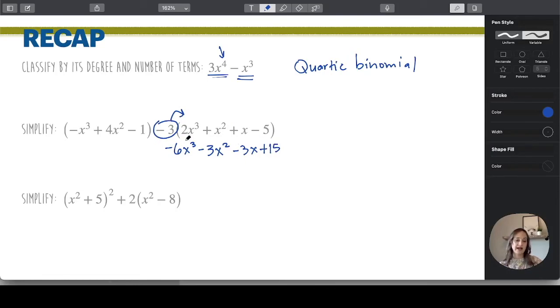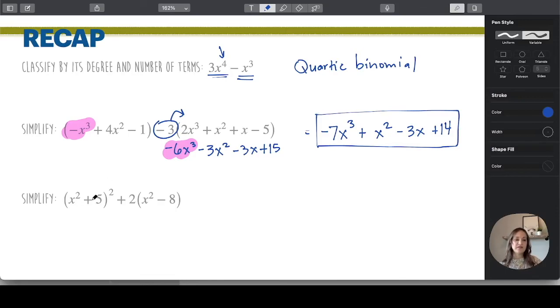And now I'm going to combine this polynomial with the original. We have a negative x cubed and we have a negative 6x cubed. That will give us a negative 7x cubed. We have 4x squared and we have a negative 3x squared. That would give us a positive 1x squared, or you can just say x squared. You don't have to say the 1. We have a negative 3x. We don't have an x over here, so this negative 3x will go next. And then we have a negative 1 and a positive 15, which will give us a 14.